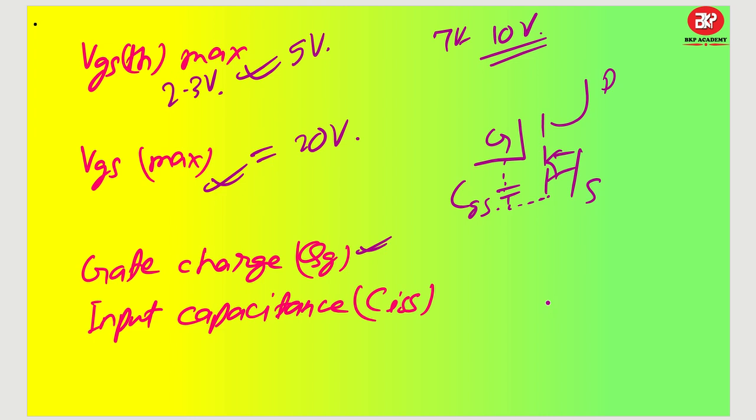Then, in the same way, we have input capacitance and drain to source capacitance. At each and every node there will be a capacitance that you can see in the data sheet as well.